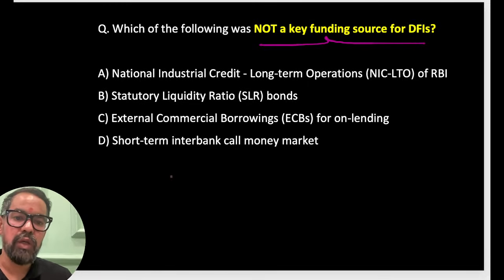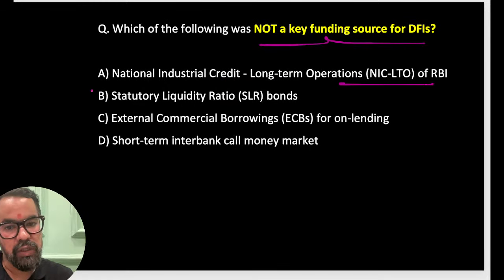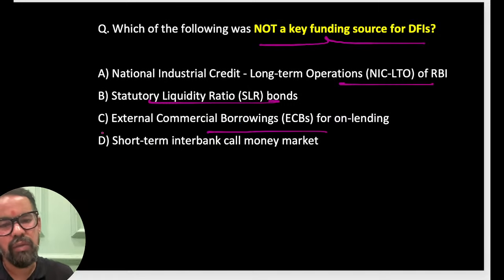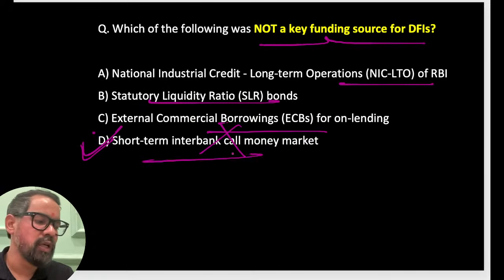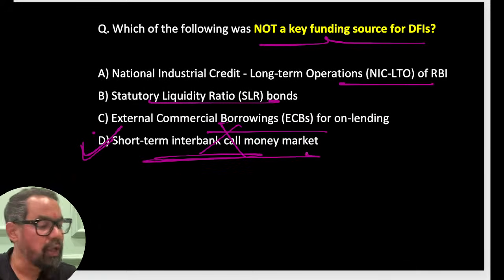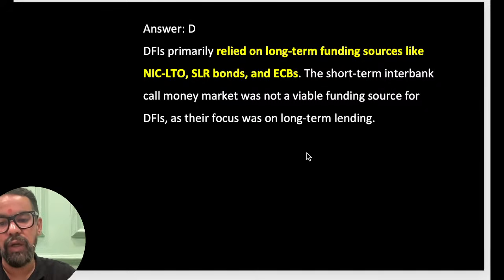So first, not a funding source for DFI. We have National Industrial Credit Long Term Operations, Statutory Liquidity Ratio bonds, and external sources. This one is short term, so basically they do not get involved in short term. Their lending in all the projects is generally for the long term, so D will be the right answer for this particular one. Not C, D, guys.